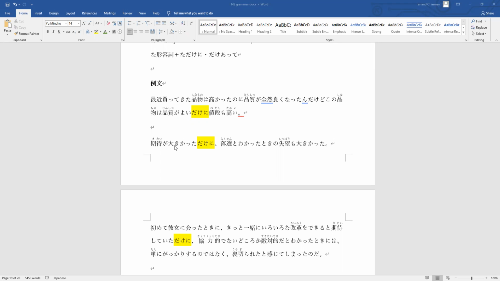Shibo or shitsubo? Shitsubo. Rakusen is rejection. Shitsubo is disappointment. Due to the rejection, there is disappointment. Okay, you can connect now. It has become easy.